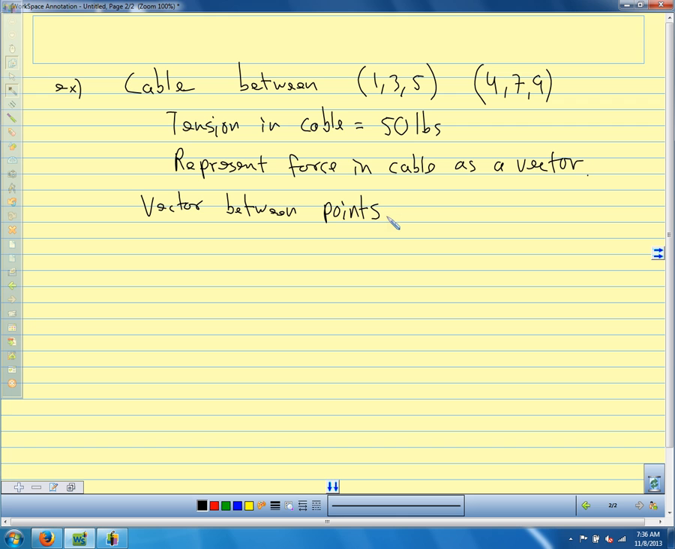And it could go either direction. We're not specifying which direction, so either direction for this particular problem would be correct. I'm not specifying that it's going to be positive or negative. So I'm just going to write the vector between these two points: 3, 4, 4. So I'm saying this is the initial point and this is the terminal point. So that's our vector.